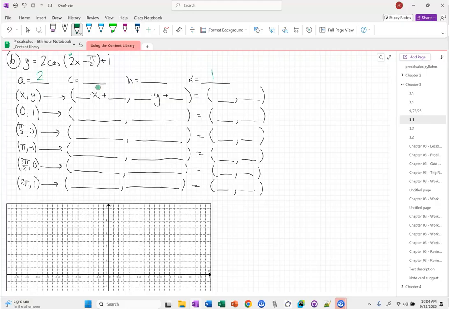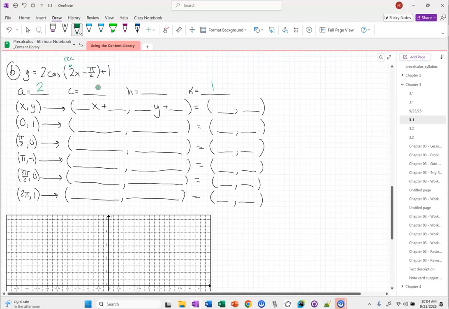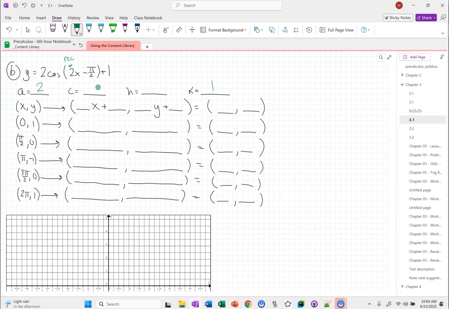Not 1. It's related to the coefficient on the x. Yeah, so you're going to use the reciprocal of that coefficient on the x. So 2 becomes 1/2, right? The reciprocal means taking 2/1 and flipping it. Does that make sense? Okay, so that's always the case. Everybody's good so far? Remember doing this?